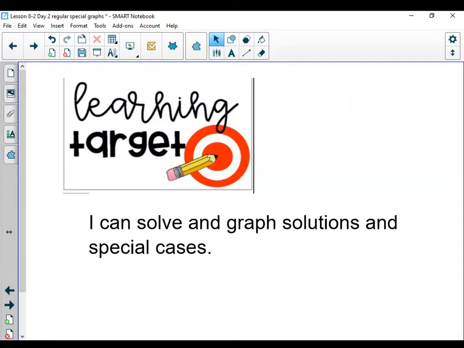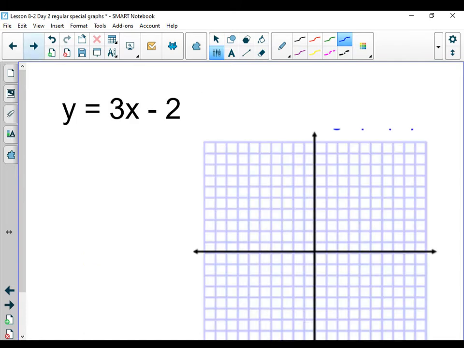Looks a lot like yesterday. I can solve in graph solutions, but then they added in this other part, and special cases. So there's going to be a little bit of new after we do the top three. The top three are going to look familiar to us. Y equals 3x minus 2.